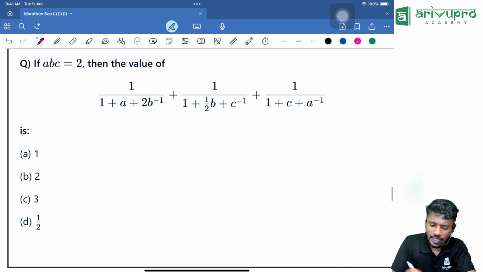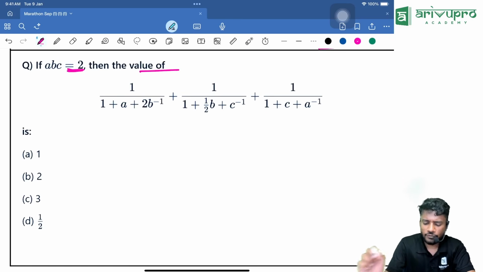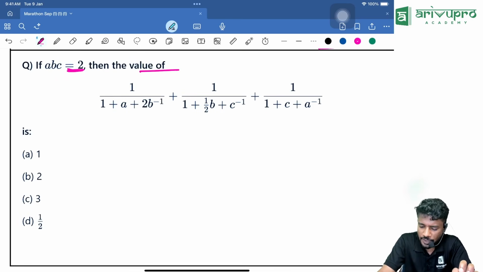Given ABC is equal to 2, find the value of 1 divided by 1 plus A plus 2 into B raised to minus 1, plus 1 divided by 1 plus 1 by 2 in B plus 1 by C, plus 1 divided by 1 plus C plus 1 by A. What do you think? Is it 1? Who knows?